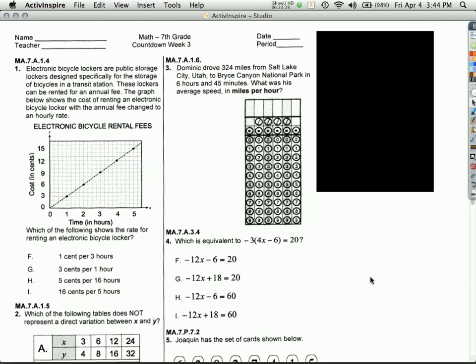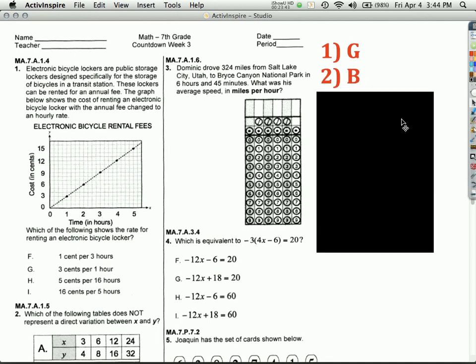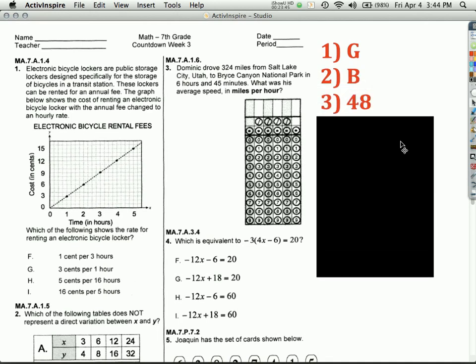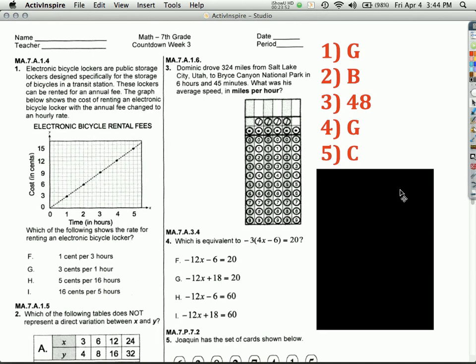All right. Colored pens up, pencils down on your desk. Let's see how we did on this first set. Number 1 is G. Number 2 is B. Number 3 is 48. Number 4 is G. And number 5 is C.